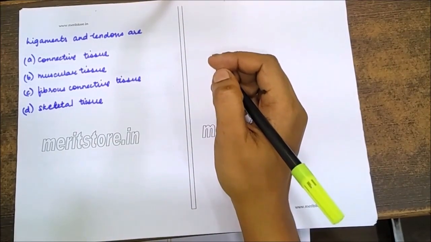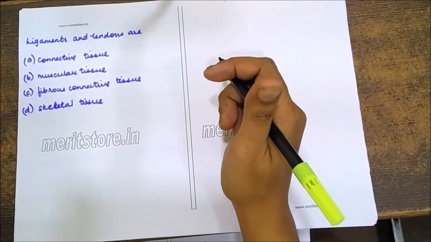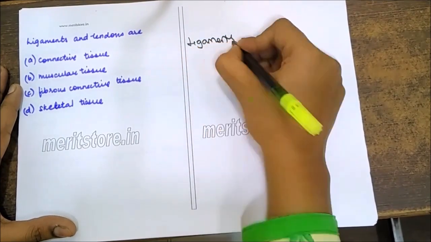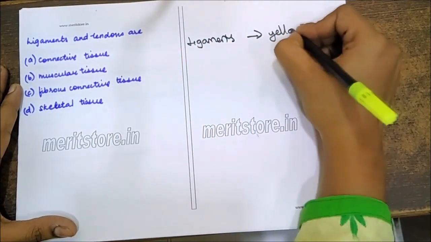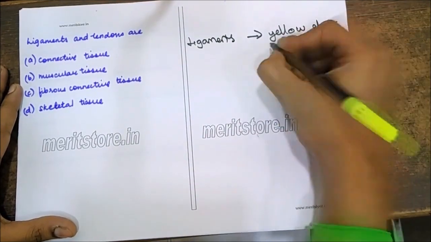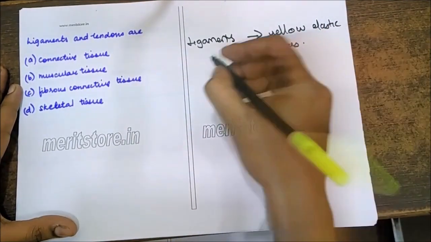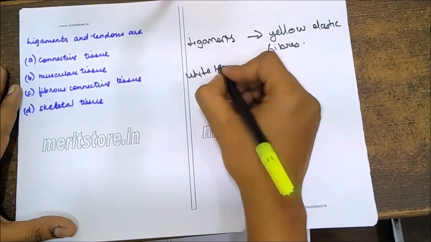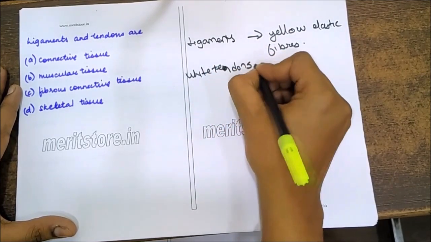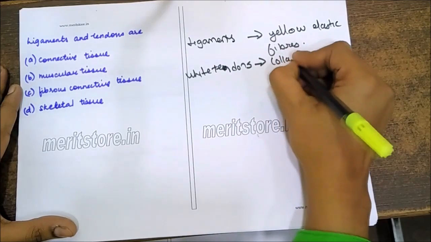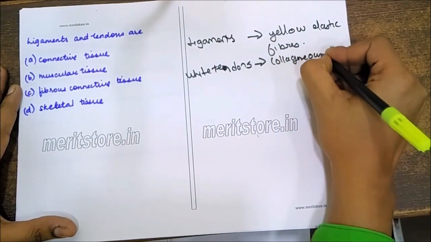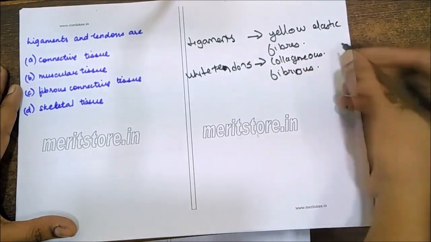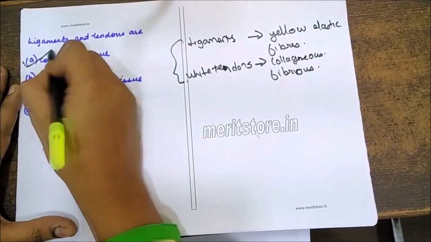See, the question says ligaments and tendons, they are asking us which type of tissues. Okay, see, ligaments are yellow elastic fibers, whereas white tendons are collagenous and fibrogenous. So they are very fibrous. Both of them are connective tissue.